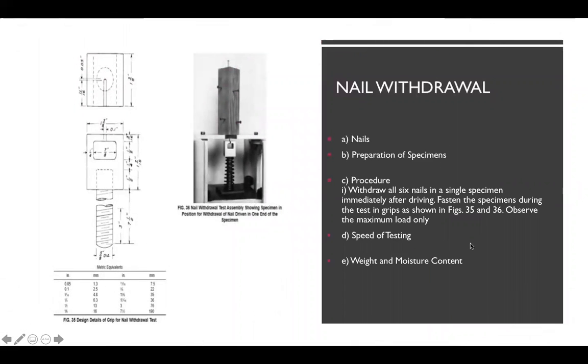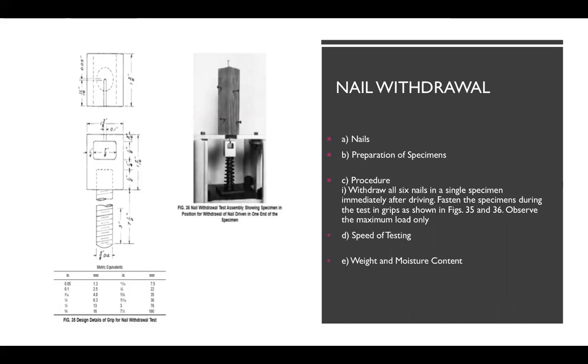So for the nail withdrawal, there will be preparation of specimen, procedure, speed of testing, weight and moisture content. The nails used for the withdrawal test shall be 0.0985 inches or 2.5 millimeter in diameter.